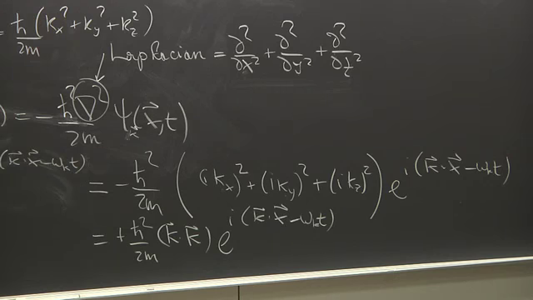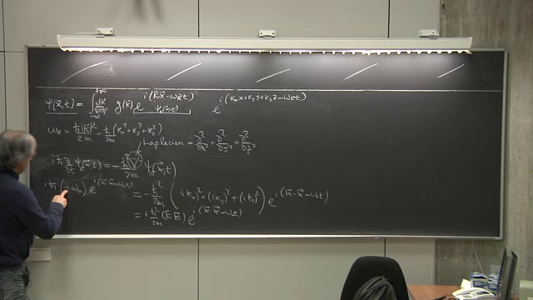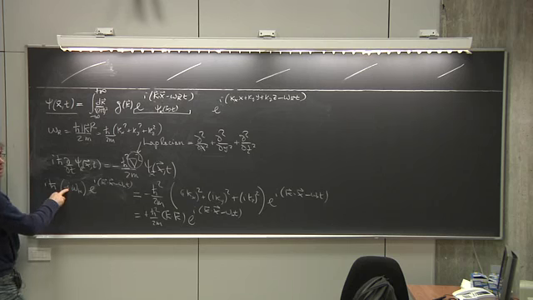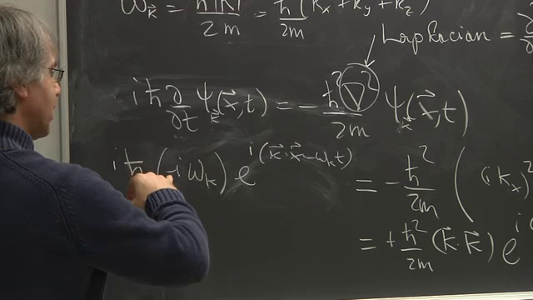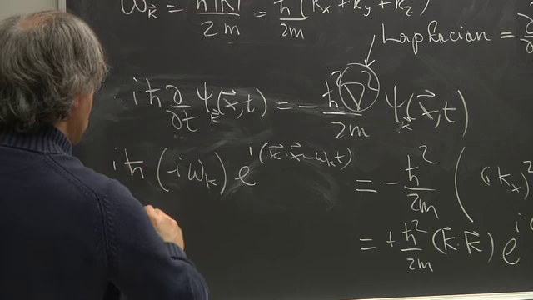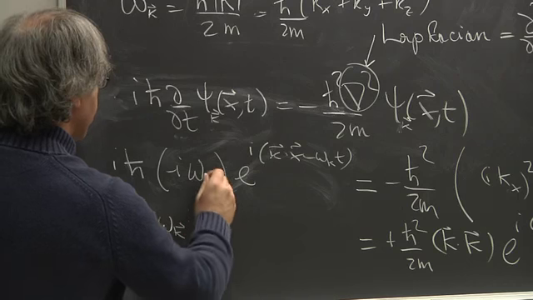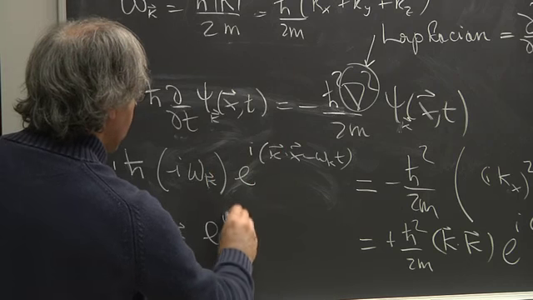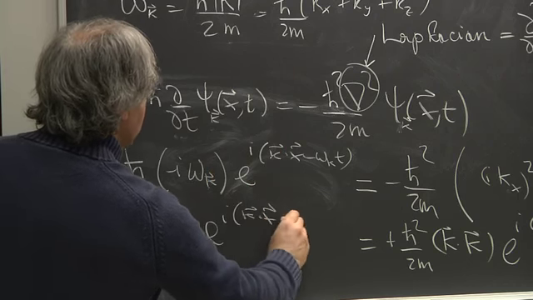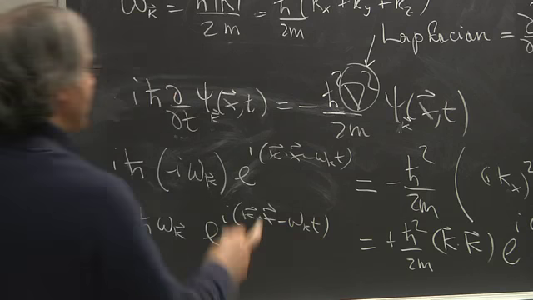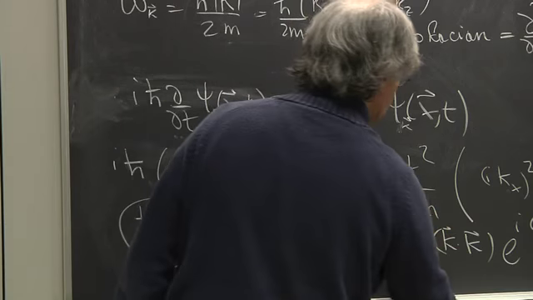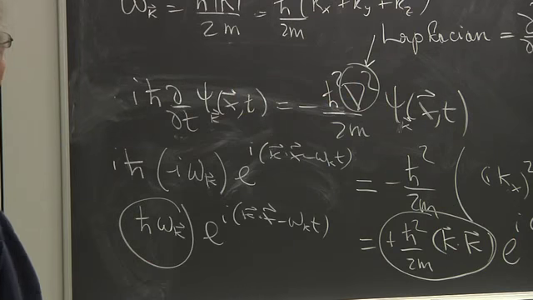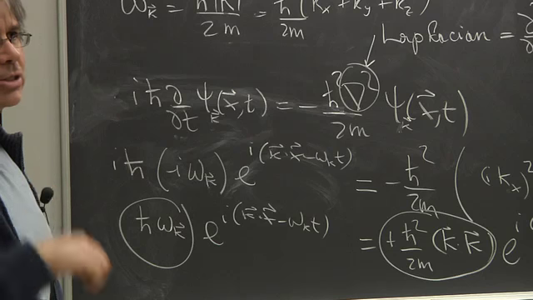Okay? Is it clear? Simple algebra. On the left-hand side, let's look again. I have i and minus i, which is plus 1, because i times i is minus 1, but there is an extra minus. So this is h bar omega k times the same thing, e to the i. And you see that obviously the left-hand side and right-hand side coincide, provided this is equal to this. Okay? Which is exactly the choice we justified last time.